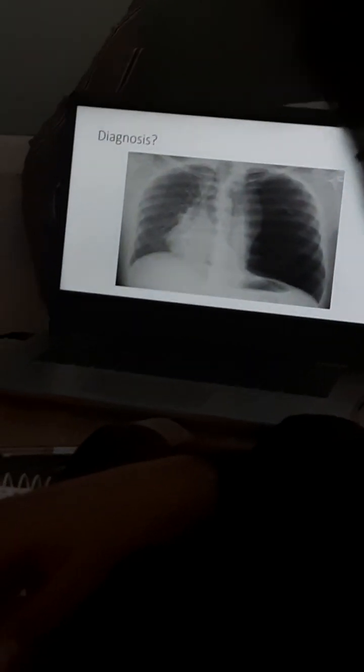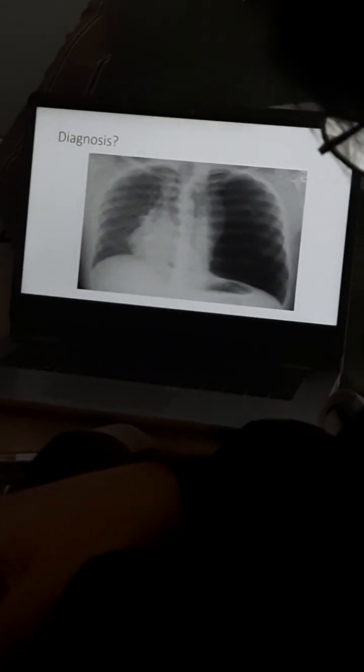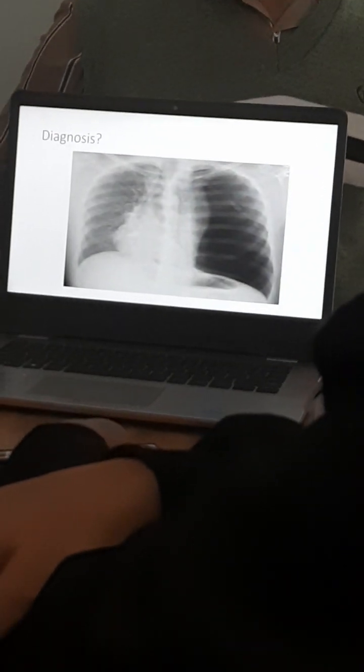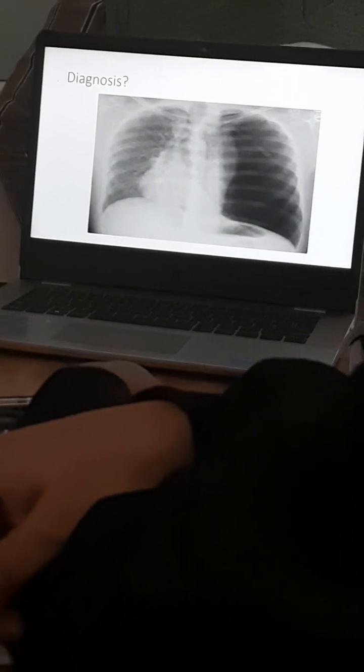See it clearly. One more thing you see in that. What is the difference between right lung and left lung? The left lung is more pneumothorax type.